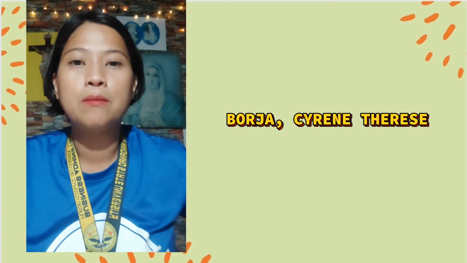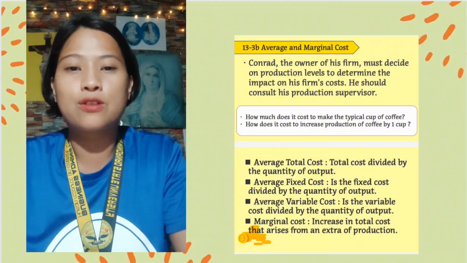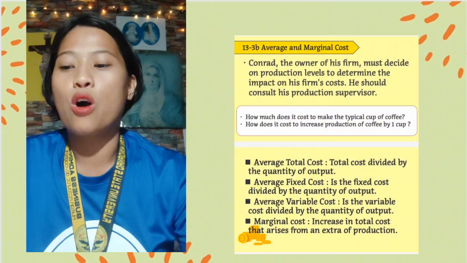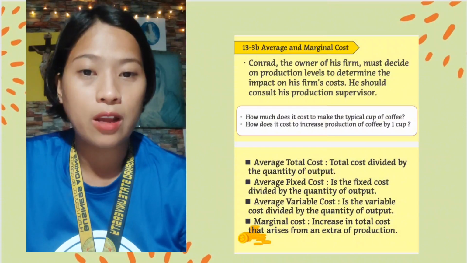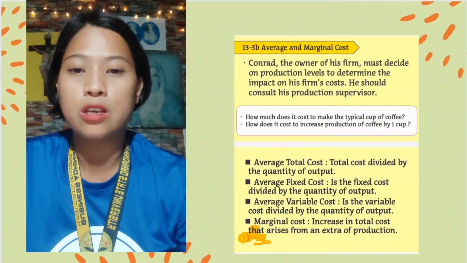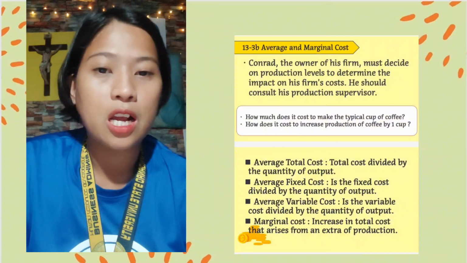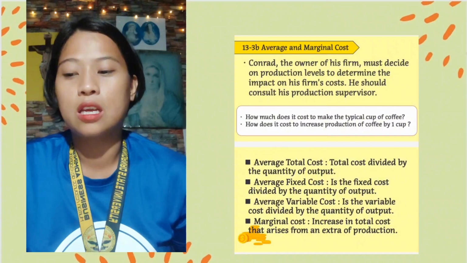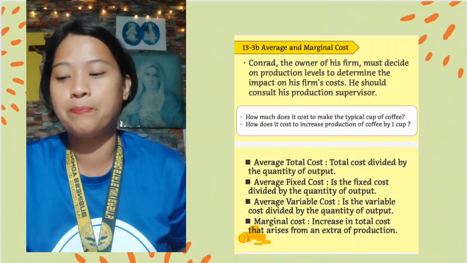So good day everyone, my topic for today is all about the average and marginal cost. Conrad, the owner of his firm, must decide on production levels to determine the impact on his firm's cost. He should consult his production supervisor. So there are two questions. How much does it cost to make the typical cup of coffee? Or how much does it cost to increase production of coffee by 1 cup?